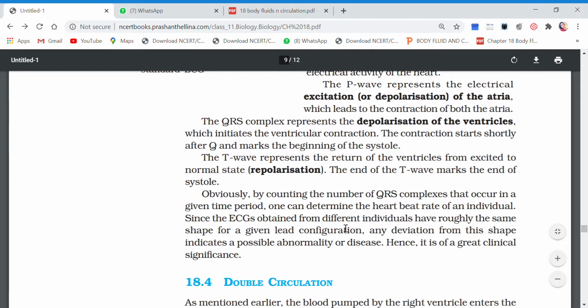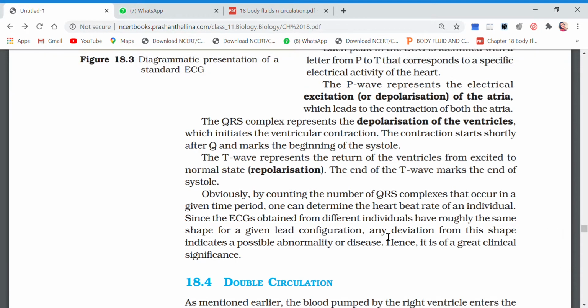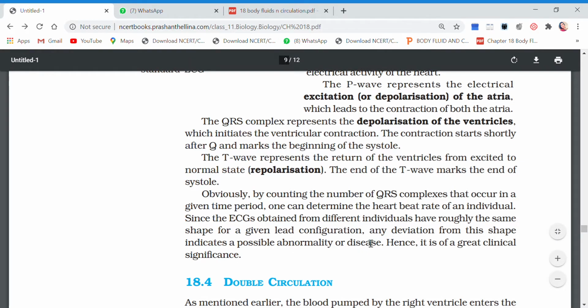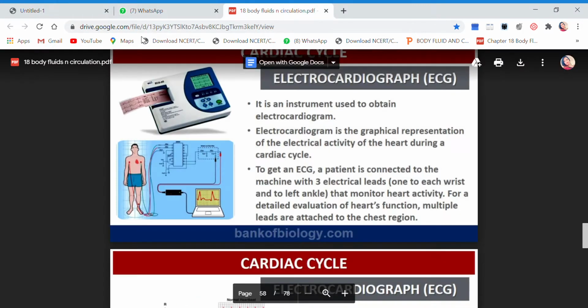Since the ECG obtained from different individuals has roughly the same shape for a given lead configuration, any deviation from this shape indicates that some abnormality or disease related to the heart can be there in the person. Now let me show you a PPT also so that it is much clearer.